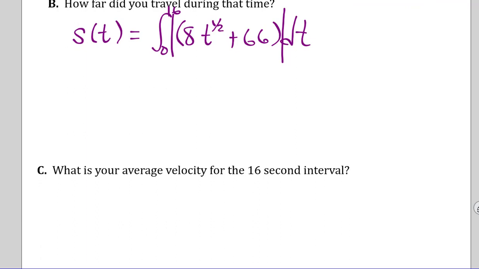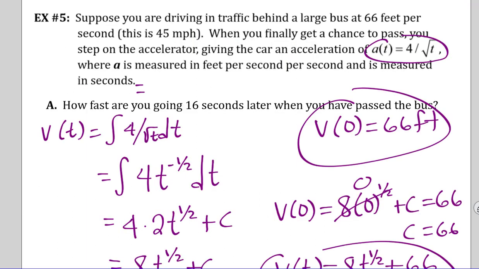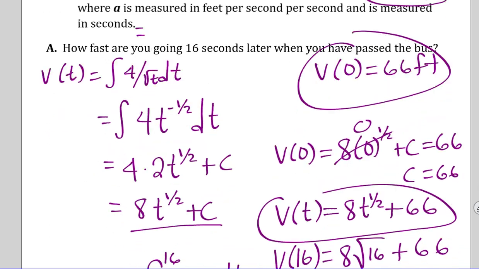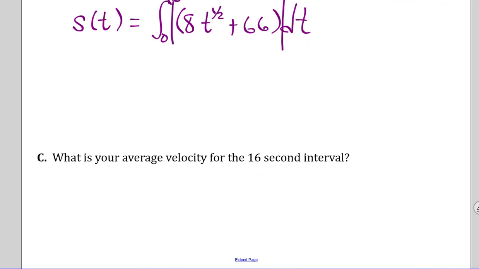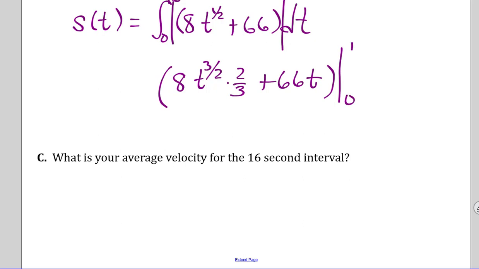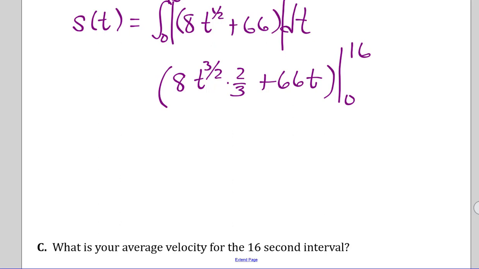Okay, so let's integrate this. We could use our calculator if we wanted to, but it's going to be 8t to the 3/2 divided by 3/2, so that's the same thing as times 2/3, plus 66t. And we're going to evaluate this from 0 to 16. I can see that when I plug in 0, I'm just going to get 0. So really, I just need to look at what happens when we plug in 16. And that's going to be 16/3.